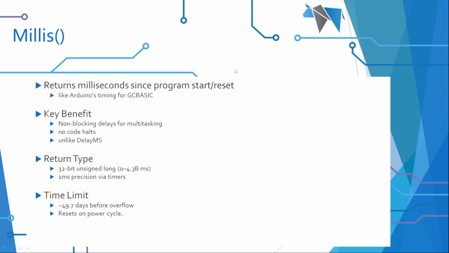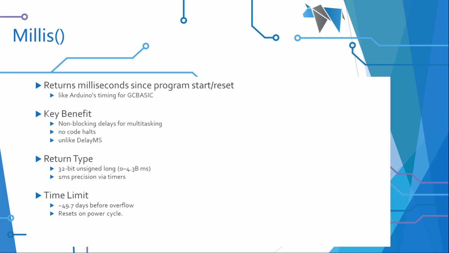So first of all, let's have a look at Millis. Millis is a function that is very similar to the Arduino's Millis. It actually operates the same. Some of it, I'll be honest, I just looked at their code and thought we can implement that. And it returns the number of milliseconds since the program has been started or the chip has been reset.